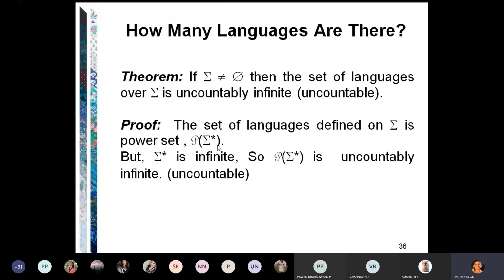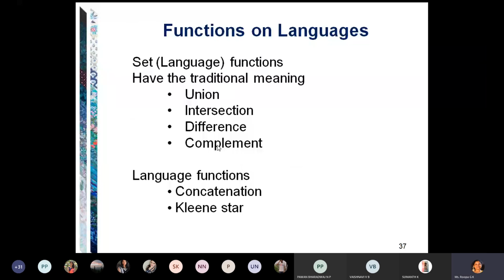Okay. So the set of languages defined on sigma is the power set of sigma star. But we know that sigma star is infinite. Then what happens for the power set of sigma star? Is it able to count, or whether we can count the power set? Sigma star's power set, we can't, obviously. So there are an infinite number of languages. Okay. Functions on the languages, let us study in the next class. Fine.